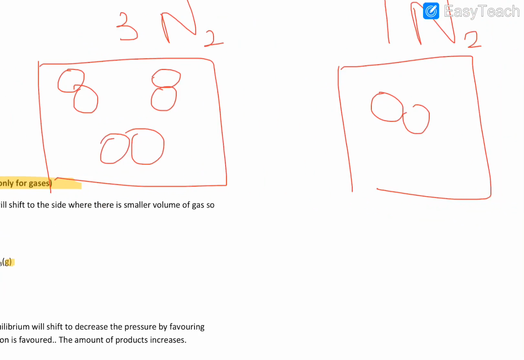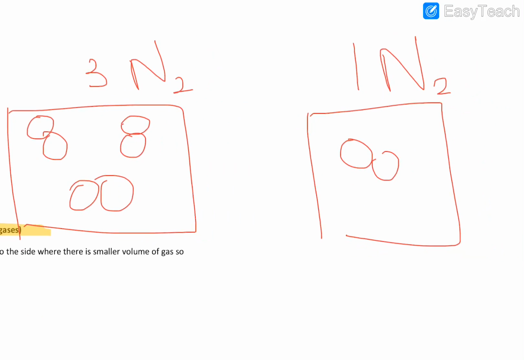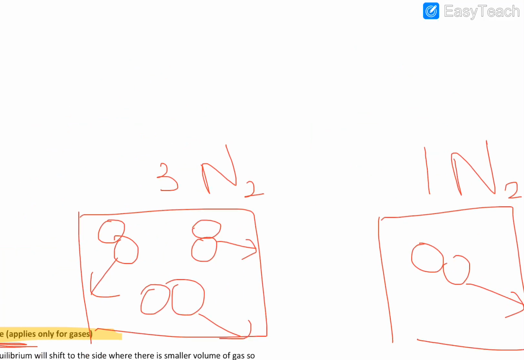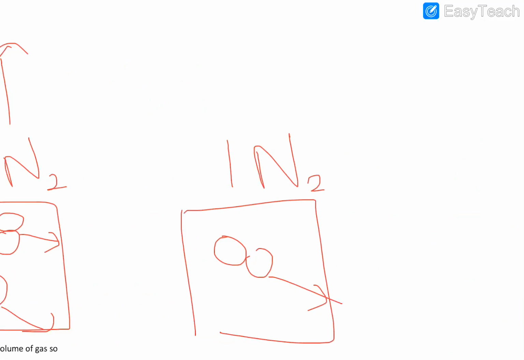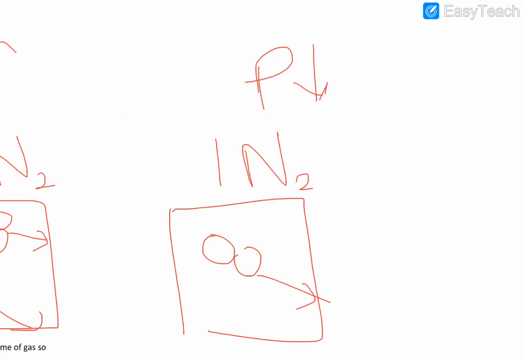So which one will exert more pressure? Remember, pressure is force per unit area. So we have more collisions per unit area compared to here. So pressure here is going to be high. Pressure here is going to be low.